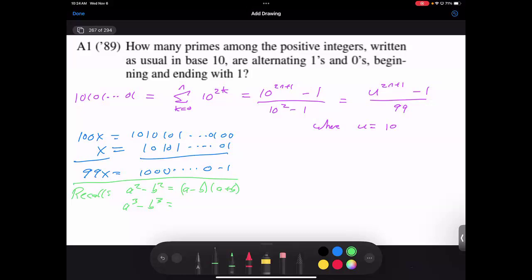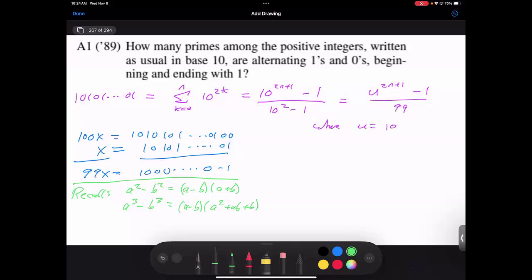So if I fix b, what's the value of a that would make this 0? A equals b. So I know this has to have an a minus b as a factor. And then you see it's a squared plus ab plus b squared. And when you multiply through, the a is going to give you everything with a plus, the b is going to give you everything with a minus. Everything will cancel except the extremes.